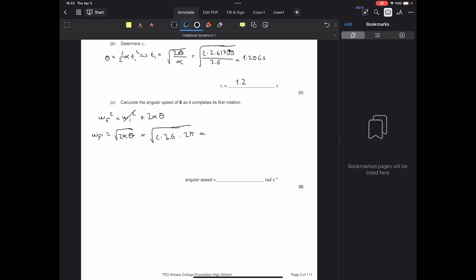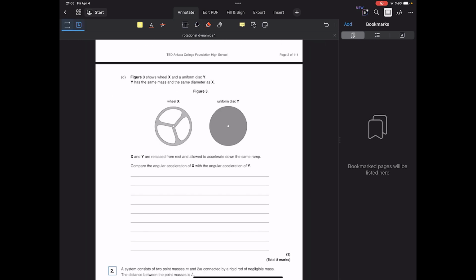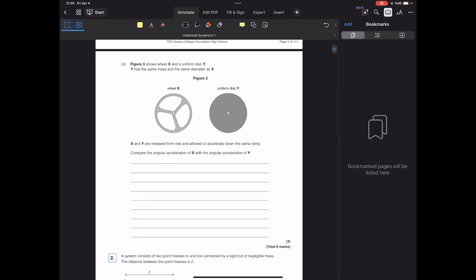Anyway, this is the square root of 2 times 3.6 times 2 times pi, which is equal to 6.72599 radians per second. Again, I'm going to give it to 2 SF, which is 6.7 radians per second. Okay, so now let's continue with this question.